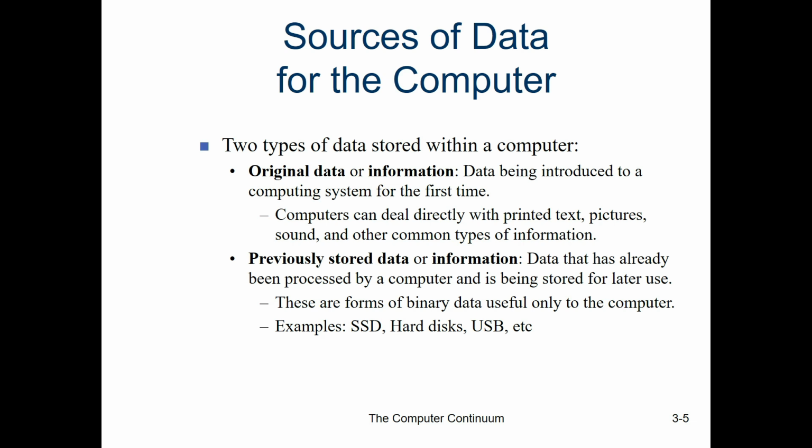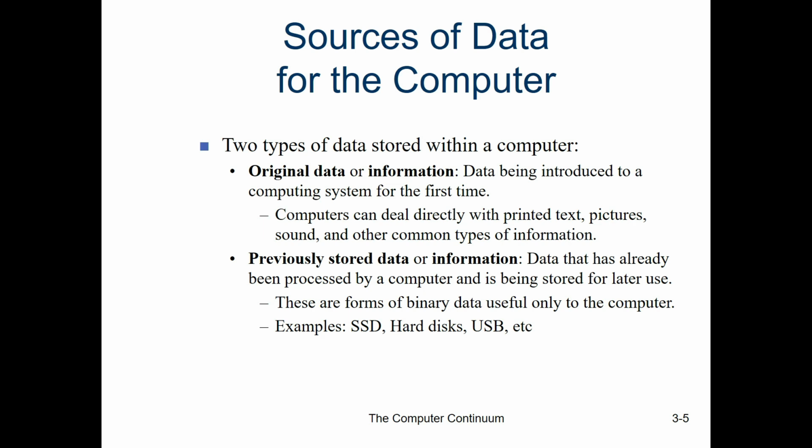The computer can deal directly with printed text, pictures, sounds, and other common types of information. The second type is previously stored data or information, data that has already been processed by the computer and is being stored for later use. These are in the form of binary data useful only to the computer. Examples: SSD, hard disk, and USB are some of the storage devices.